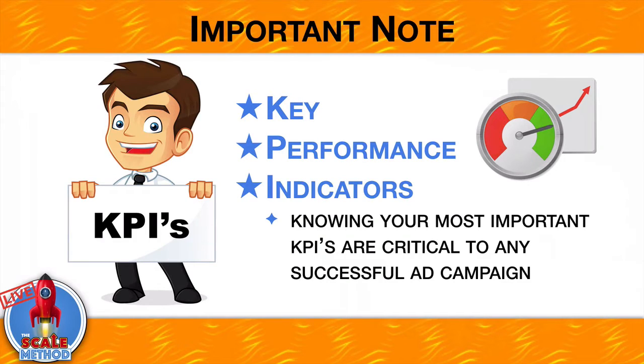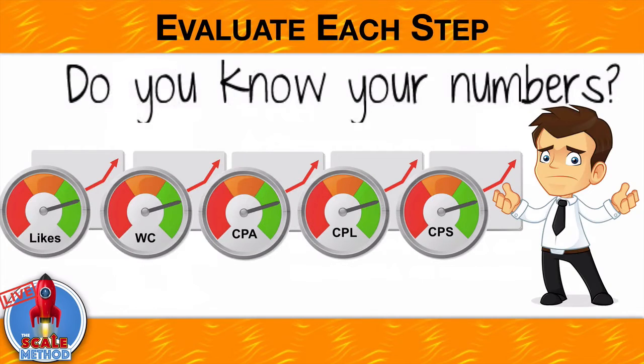Important note: one of the things is a key performance indicator. Now, most of you probably already know what that is, but these are key numbers that are going to influence other things on our dashboard, other drivers. See, knowing your most important KPIs is critical to any successful ad campaign. If you're an intermediate, you're probably learning your numbers, knowing what numbers matter. Now I'm going to show you how to really move the dial up on those numbers.